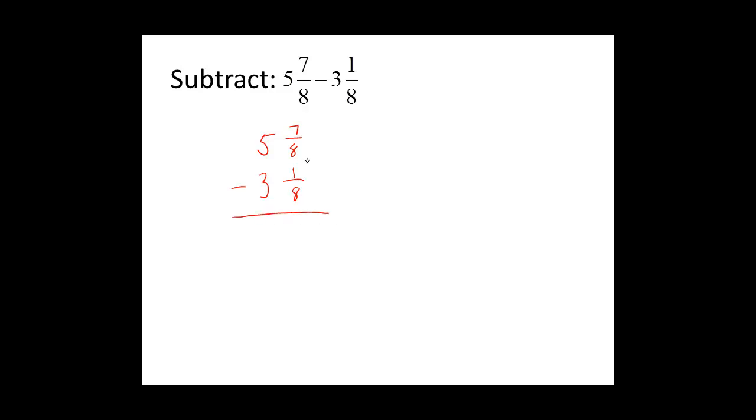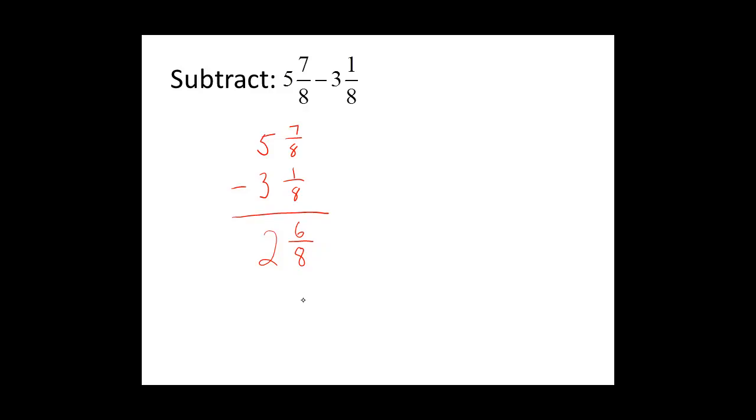We notice that we have a common denominator, so when we have a common denominator, we can subtract the numerators. 7 minus 1 is equal to 6, and we keep the denominator. 5 minus 3 is 2. This problem is not finished because we have an unsimplified fraction part.